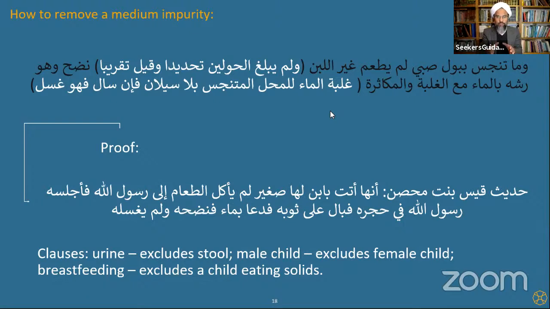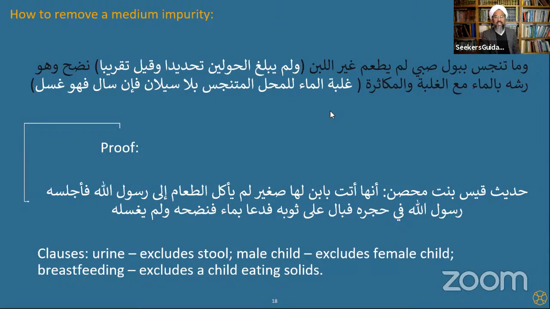In order to purify this light impurity, all that needs to happen is a person must take water and sprinkle it over the affected area, and Allah SWT knows best. Now, what is the proof for this? What is the proof that the urine from an infant child who is breastfed, not consuming solids as yet, only subsisting on breast milk and younger than 2 years of age? What is the proof for that?